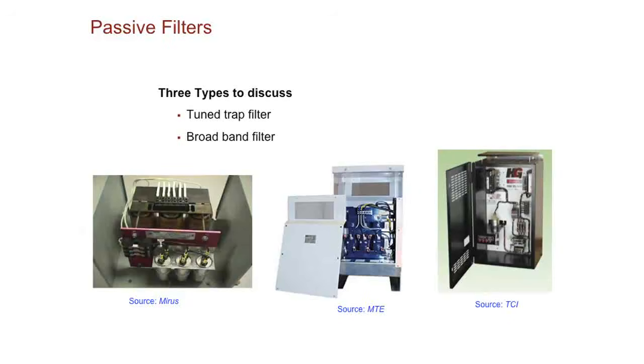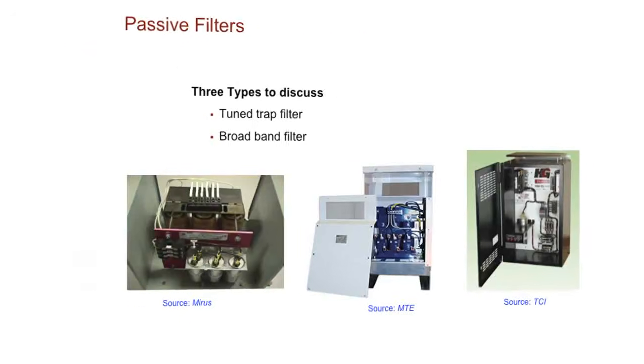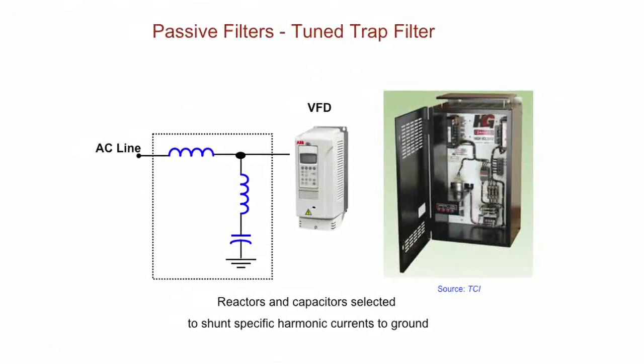If we looked at a tuned trap filter, it's basically tuned for that system and it's going to filter out some harmonics from the utility system itself. You've got reactors and capacitors, and they're selected to shunt the harmonic currents to ground, basically, is what they're doing. They're filtering them to ground.